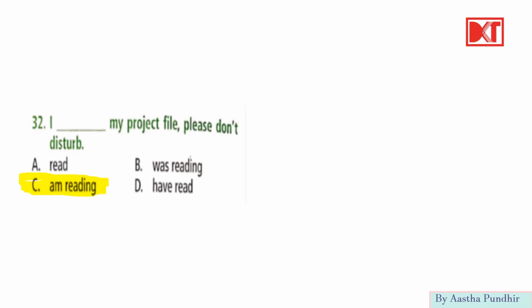क्यों? क्योंकि ये एक present action है, एक present continuous action है जो continuously हो रहा है कि I am reading my project file. Alright. And for the rest of these, A, read, which is the present infinitive form, is incorrect. I was reading is past continuous. I have read is also incorrect in this present situation. The correct answer is I am reading. मतलब कि अभी मैं पढ़ ही रही हूँ, बीच में मेरे को परेशान मत करो.